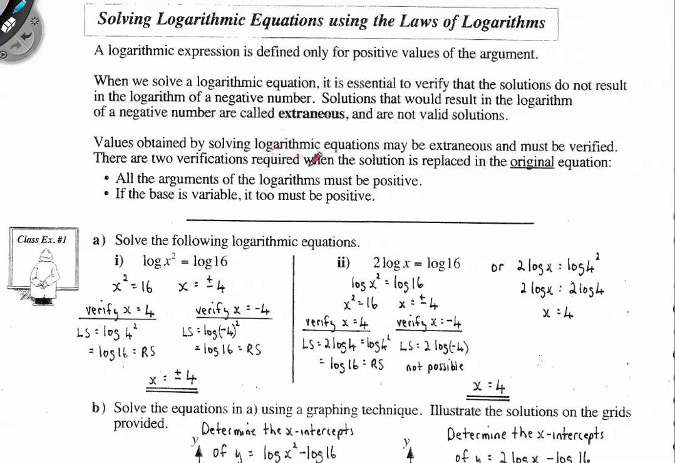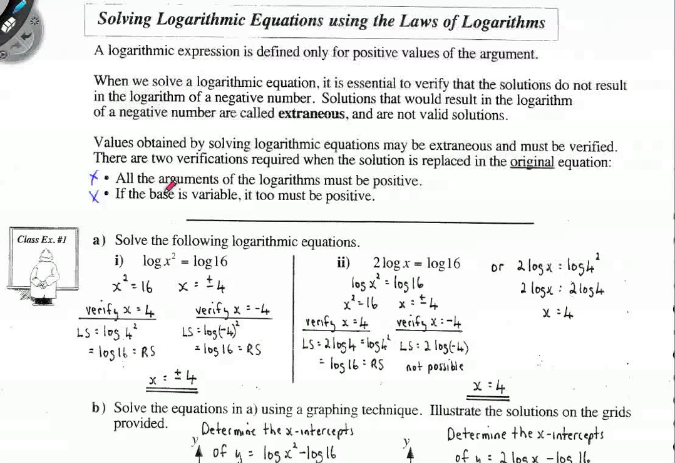All of the arguments of logs must be positive. Whatever you're logging, in other words, must be positive. If the base is a variable, it too must be positive. So note this and this.